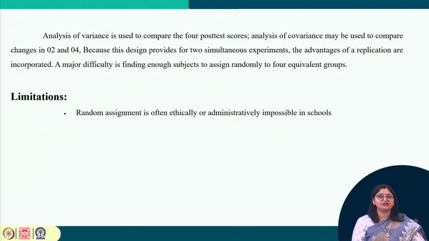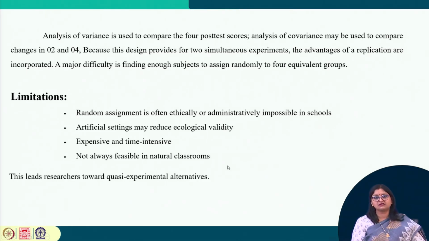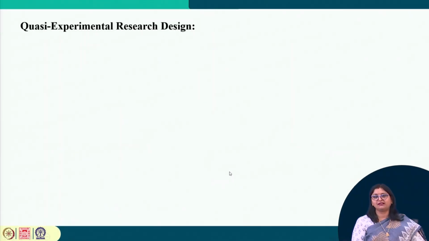Random assignment is often ethically or administratively impossible in a school. Artificial settings may reduce the ecological validity. It is expensive and time intensive, not always feasible in natural classroom settings, and this leads researchers towards quasi-experimental alternatives. That is why, if you go through review studies, you will find there are fewer studies using this Solomon four-group design.